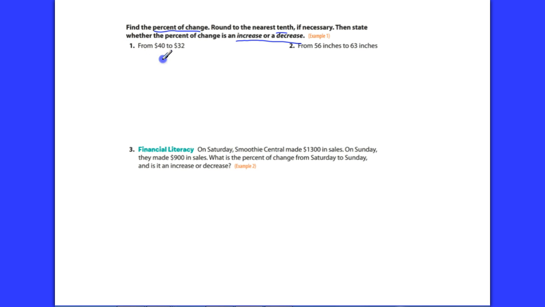So number one here says it went from 400 to 32. So whatever this was, maybe it's a sale price. Okay, so it was 400, now it's 32. So the first thing that we want to know is how much did this change?